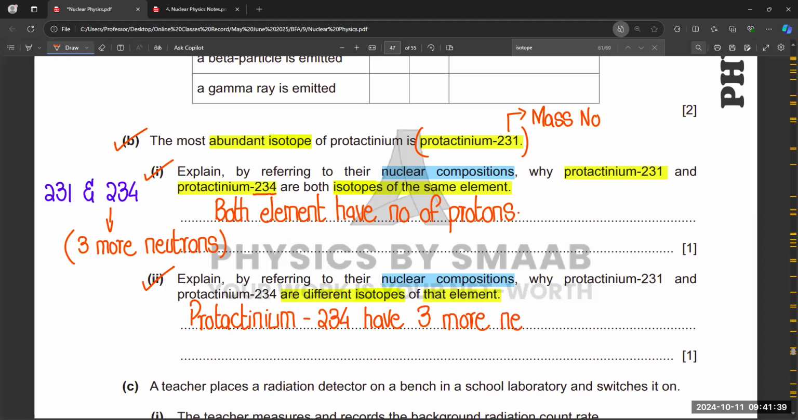Sir, the answer of part one is both elements have the same number of protons. Is that the answer? Same number of protons, right? Okay.